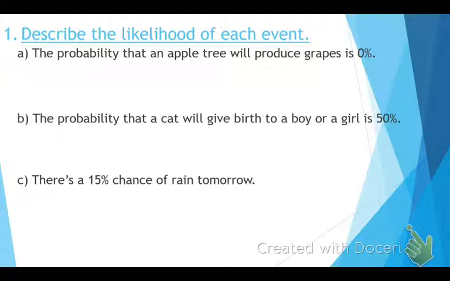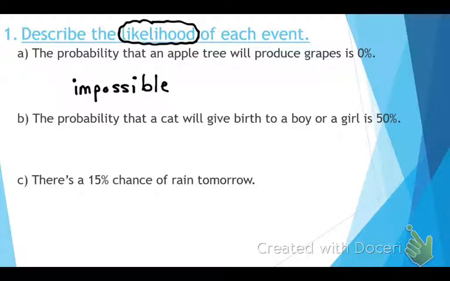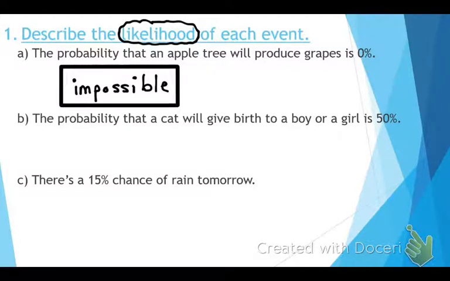If I could have everyone just take your pencil and draw a little cloud or circle around the word likelihood. For likelihood, we're going to be using some words to help us with that. Do you guys remember those words that we had? Let's look at the first one. The probability that an apple tree will produce grapes is 0%, which means it's not going to happen. Does anyone remember the word we talked about with likelihood? Malin. Impossible. Very good. So it is impossible for that to happen. It's a 0% chance. So remember, anytime that you see something that's a 0% chance, that's not going to happen, it is impossible.